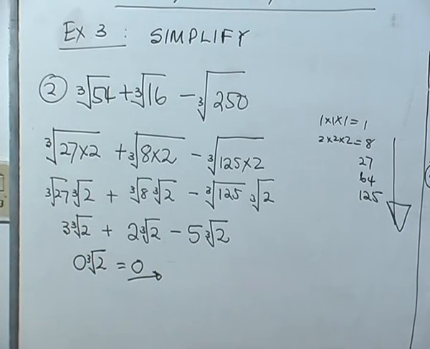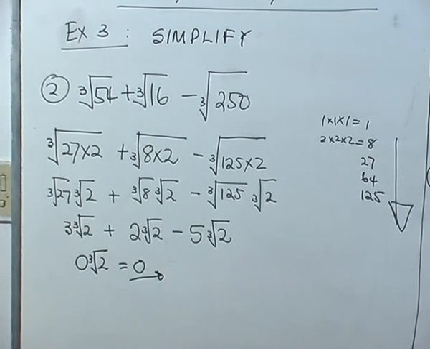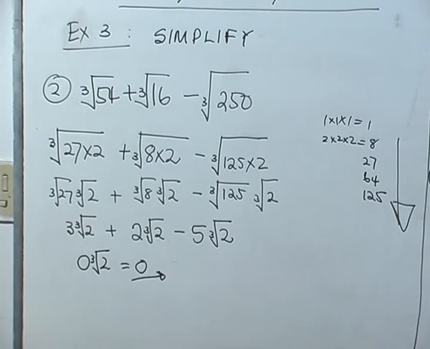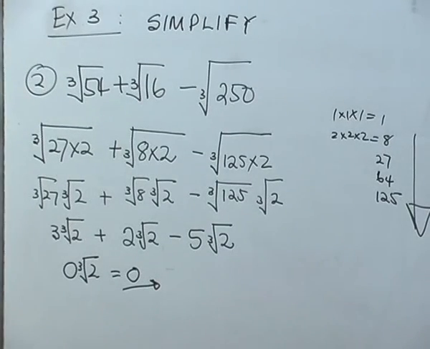So you have to break it up into mixed surds. Make sure that they're exactly the same. Cube root 2, cube root 2, cube root 2. Then you can add or subtract them. And, well, in this case, 3 plus 2, 5. 5 minus 5 gave you 0. 0 times that is 0. So that was number 2. And then we're going to move across to number 3 and number 4. But we'll just give you a few seconds to have a look at that and study it carefully.